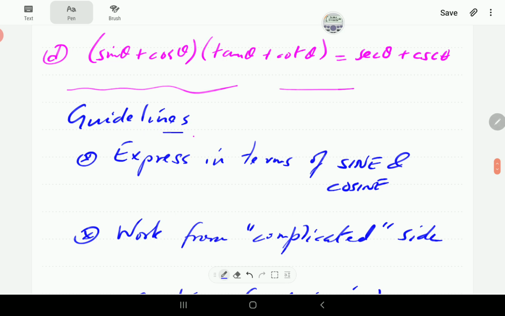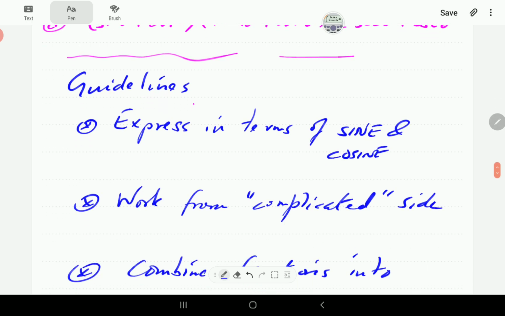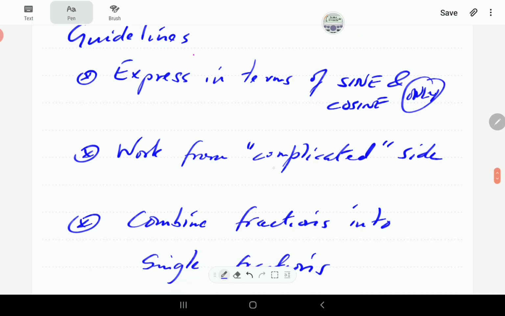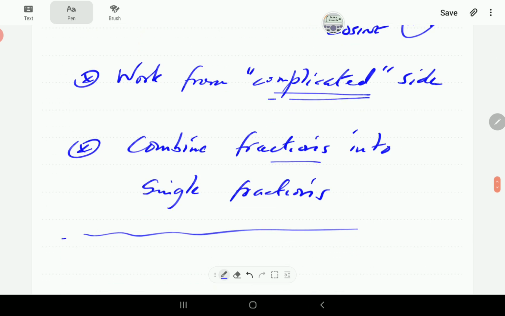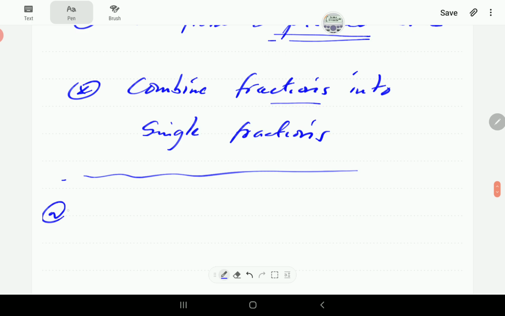Here are some guidelines for proving trigonometric identities. First one is to express everything in terms of sines and cosines only. Then the second one is to work from the complicated side. The last one, if it has fractions, we're going to combine them into single fractions. So that means our algebra of fractions is going to be pretty necessary here.